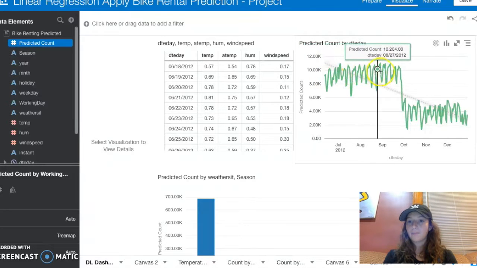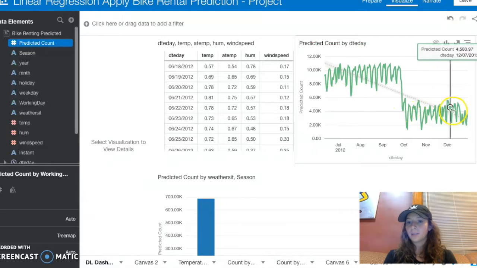And then over here, it shows the amount of people that are renting bikes during this time. So you can see in July, August, September, October, it is very high and a lot more people are out renting bikes, whereas here it drops lower.